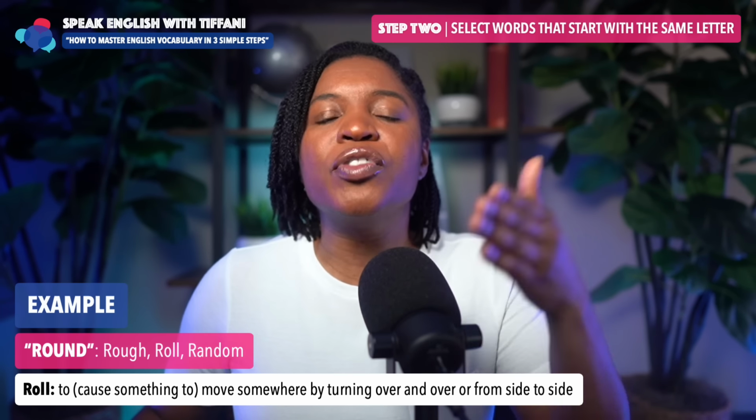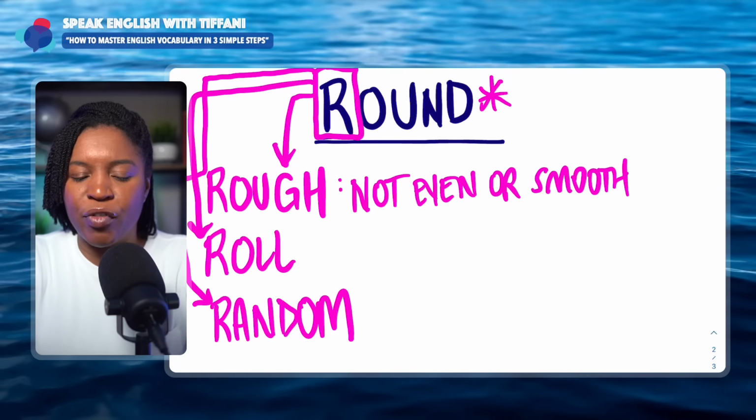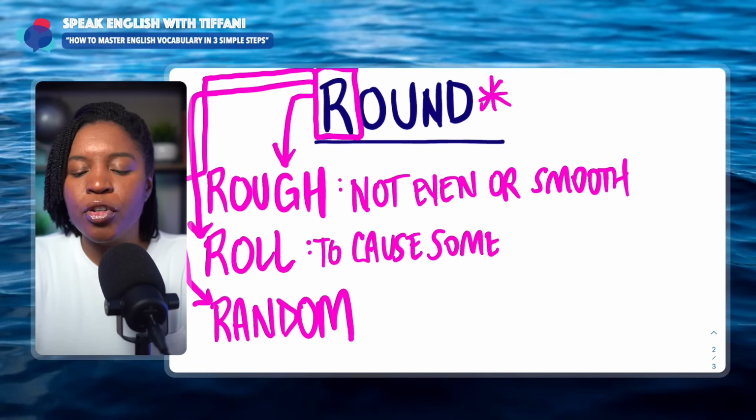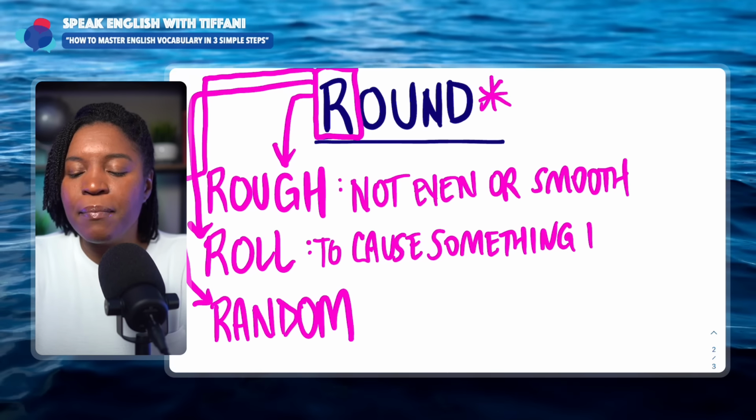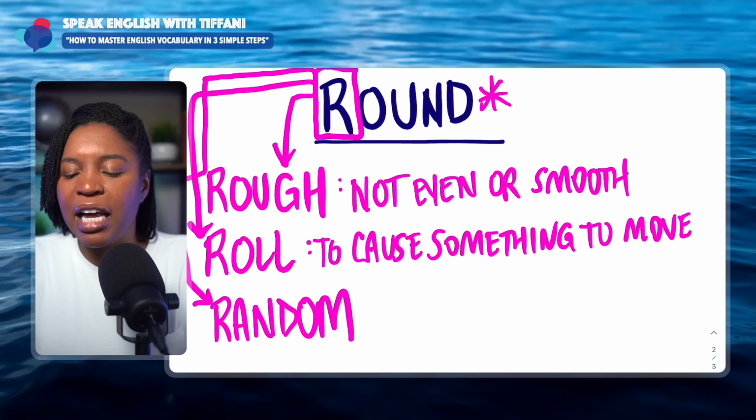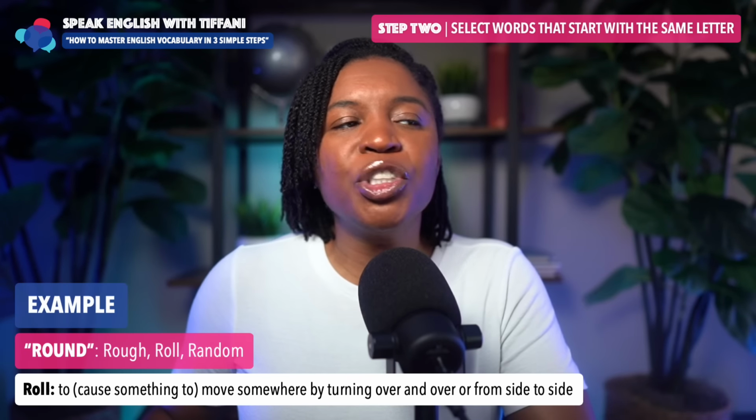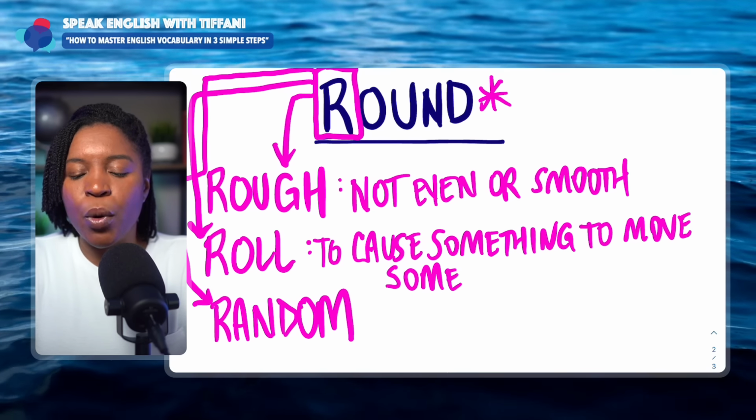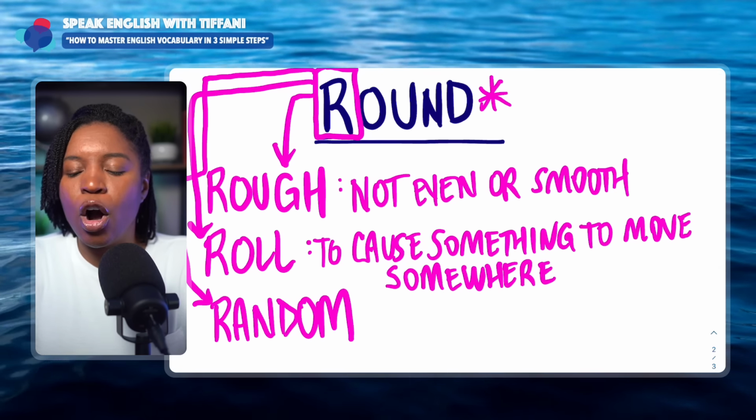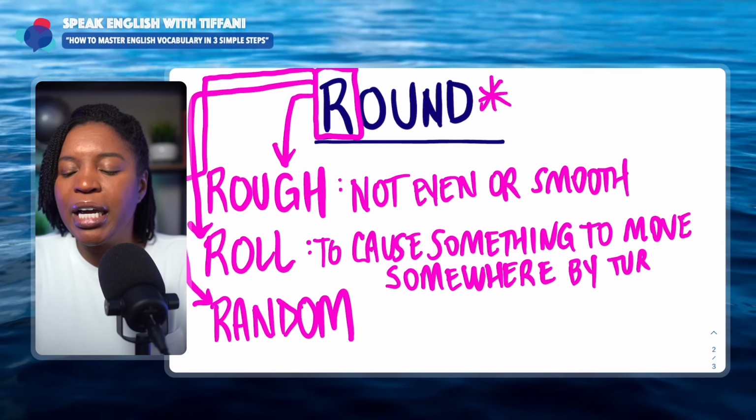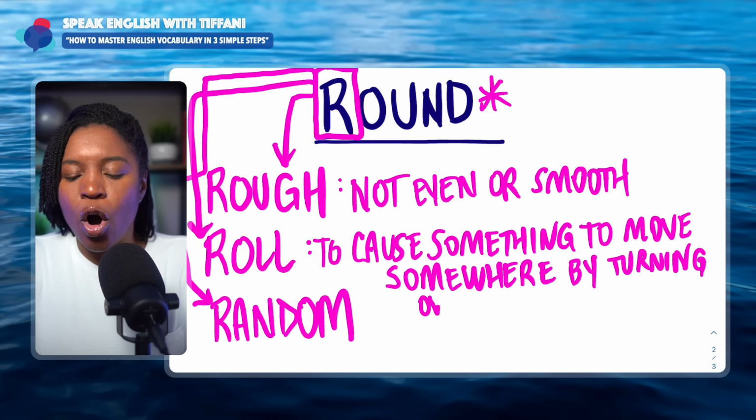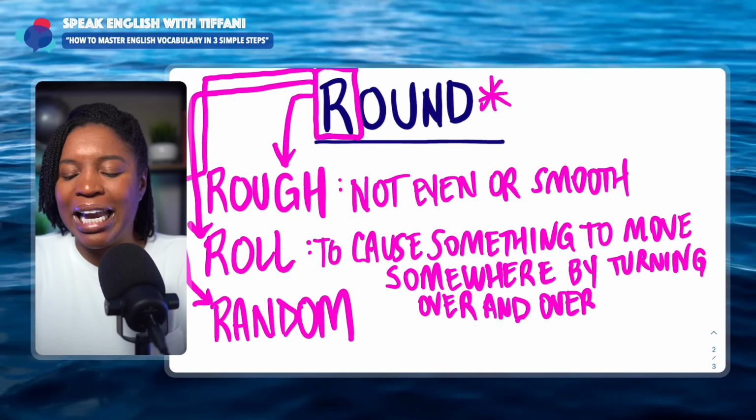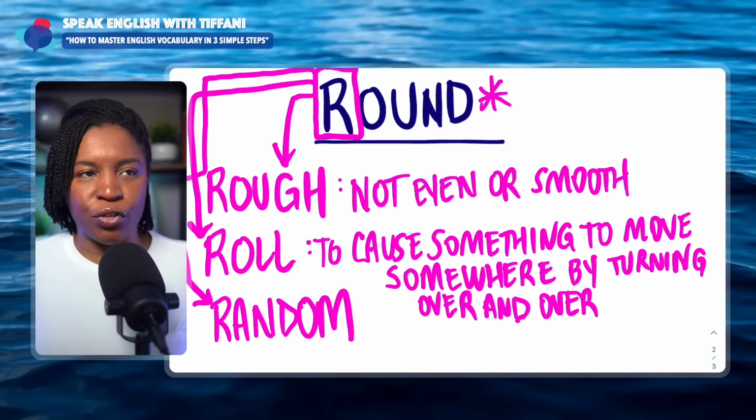To cause something to move somewhere by turning over and over. Let's write the short version: to cause something to move. Remember, we have the definition right here. One more time: to cause something to move somewhere by turning over and over. I want you to write this down as well, by turning over and over. Remember, we are creating these groups of words in our brain, helping you master English vocabulary.